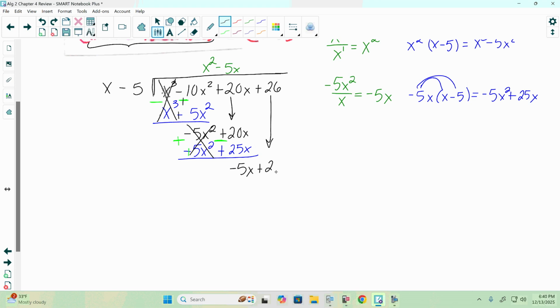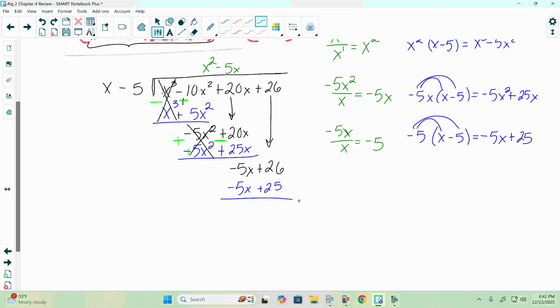Now we bring down the constant term, and we do this one last time. Biggest term inside is negative 5x. Biggest term outside is still x. And negative 5x divided by x is going to be negative 5. And just like before, we take the negative 5 and multiply by our x minus 5. Negative 5 times x is negative 5x. Negative 5 times negative 5 is plus 25. And again, we put it underneath. And just like before, we're going to subtract.